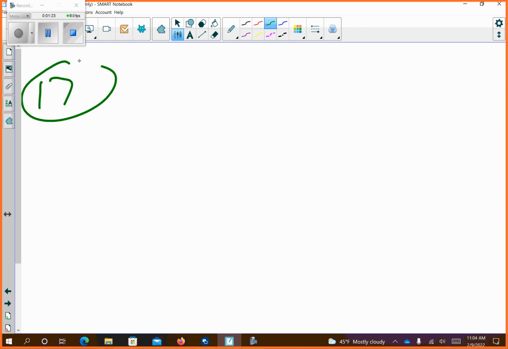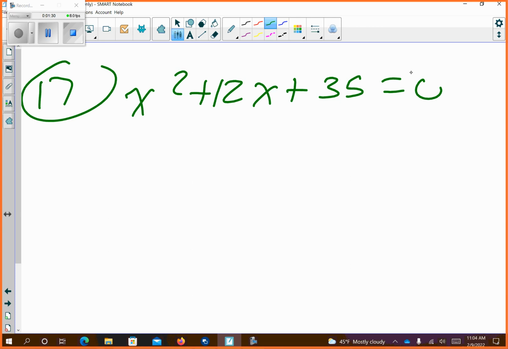Number 17: I have x squared plus 12x plus 35 equals 0. It says, in the following polynomial equations, use the zero product property to determine the roots for the equation. First thing I'm going to do: is it equal to 0? Yes, that's our first step. Second step, put a 1 out front and multiply those together. 1 times 35 is positive 35.